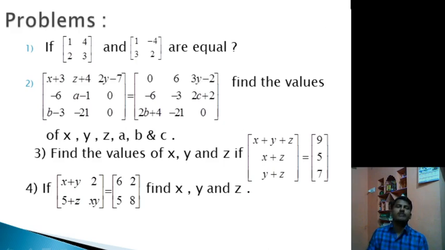First example, if the matrices are [1 4; 2 3] and [1 -4; 3 2], can you say that these two are equal? Can you say that these two are equal? See here, both are the same order.